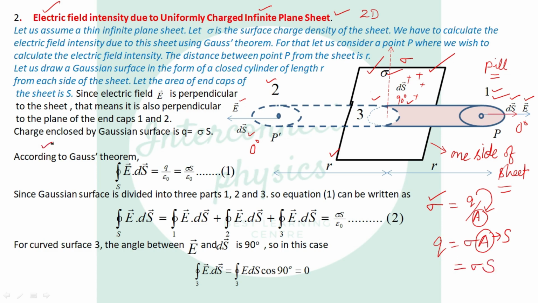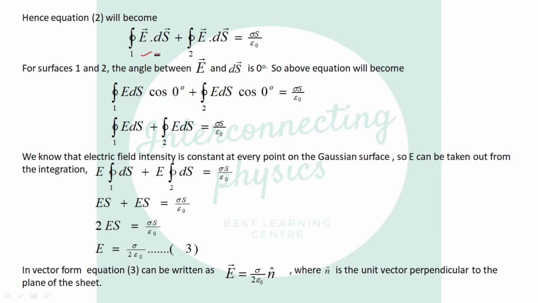Now, according to Gauss theorem, again apply Gauss theorem. The steps are the same. Firstly, you have to consider the given sheet or given wire. Then we have to draw the Gaussian surface. Then we have to divide the Gaussian surface into different parts. Then we have to apply Gauss theorem. Now, Gauss theorem is closed integration of E dot ds equal to Q over epsilon naught. Q is sigma S, if sigma is Q over S. Let's now divide this closed integration into three parts. For surface 3, you see the angle between E vector and ds vector is 90 degree, and we are left with the first part and second part.